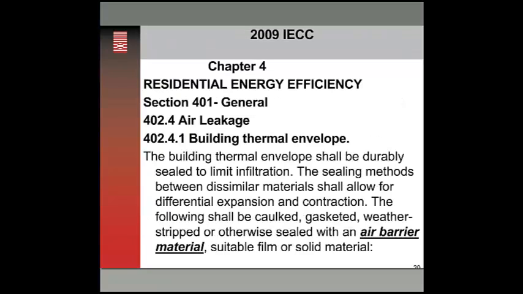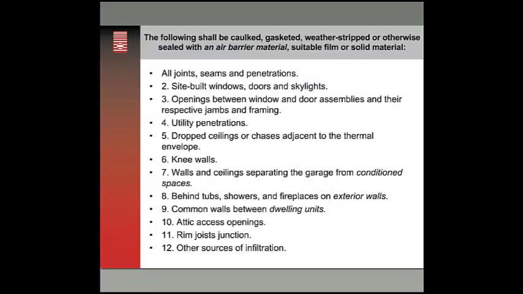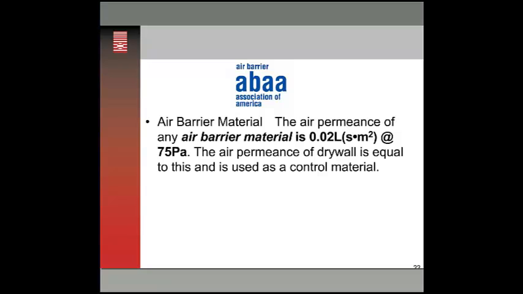It talks about sealing methods between dissimilar materials, which allow for differential expansion and contraction, and talks about the following areas that are caulked or gasketed. The code actually lists the assemblies in the building that need to be sealed, caulked and gasketed. So it talks about joint seams and penetrations, site-built windows and doors, openings between window and door assemblies, knee walls, under-knee wall bypasses, rim joists, other sources of infiltration. This actually comes into play a little bit later because there is a checklist. But back to air barrier.